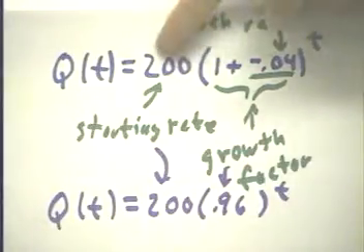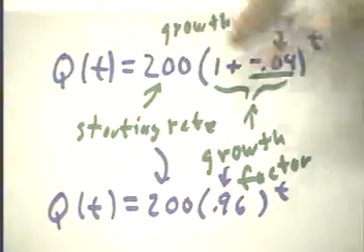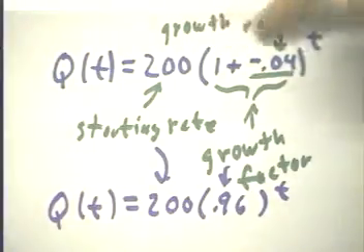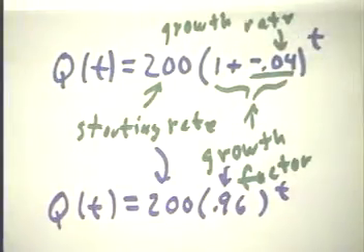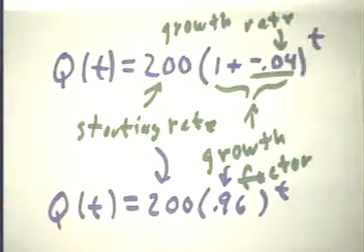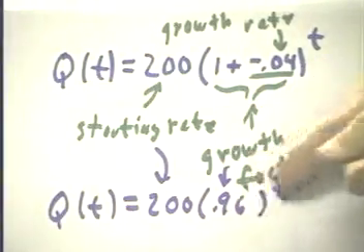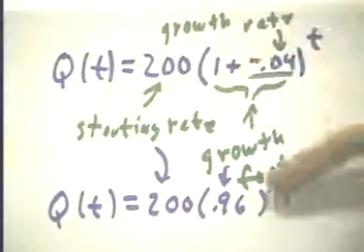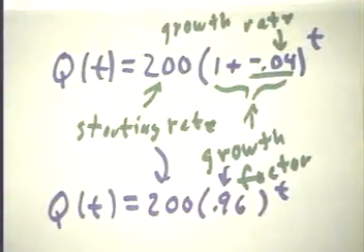It really wouldn't hurt to write out 200 decays per second. I ran out of paper here, so I didn't write that. The growth rate, since we're losing 4% every hour, will be negative 0.04. The growth factor, of course, is 1 plus negative 0.04, and that's going to be 0.96. And then we understand that t is the clock time in hours.